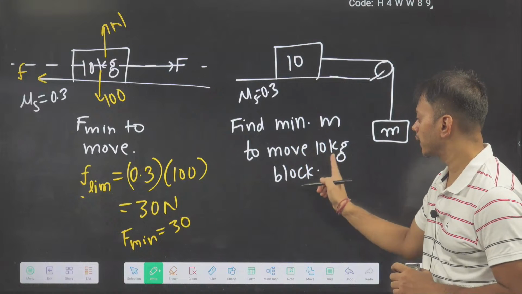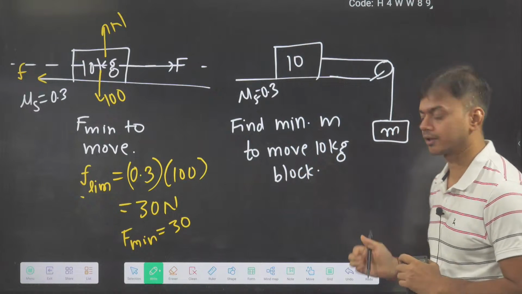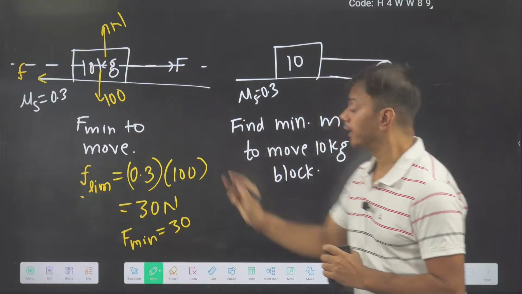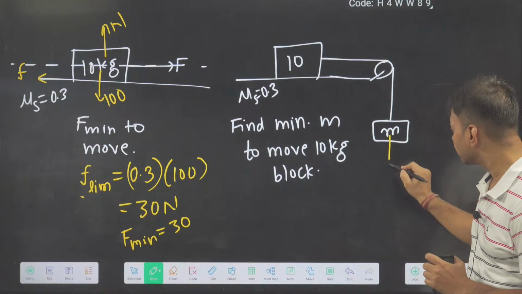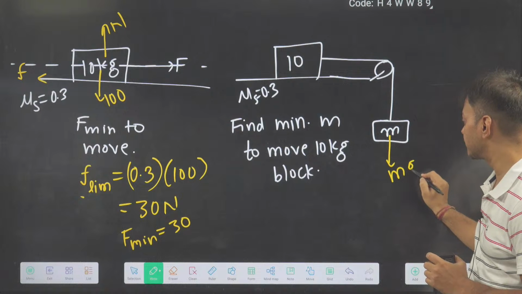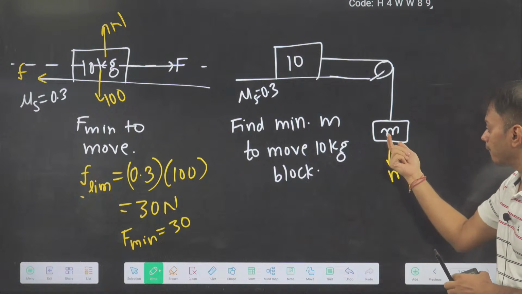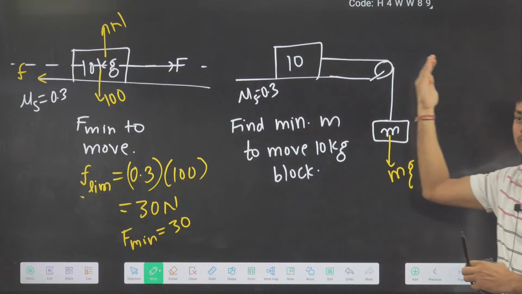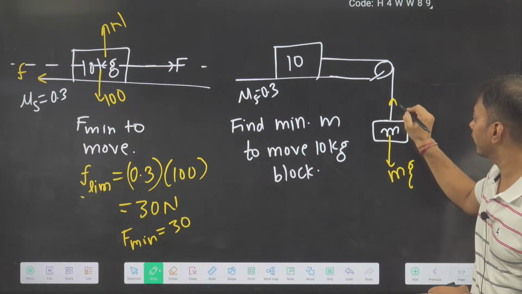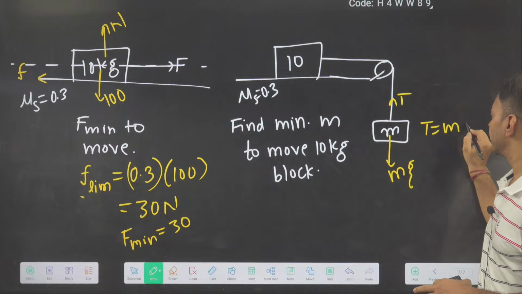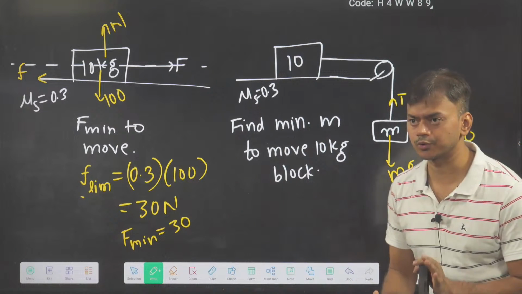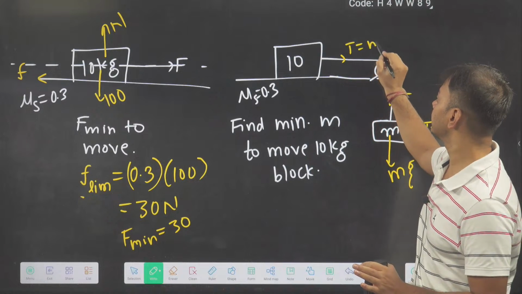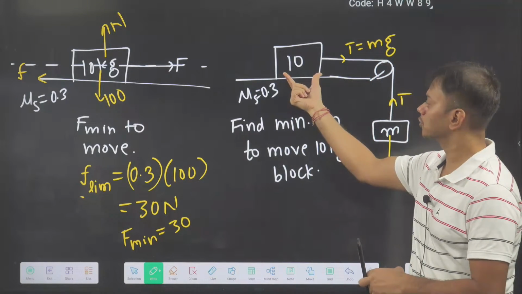Minimum mass to move the 10 kg block means motion has just started. See, there my force F was driving. Here, who is responsible for driving? This weight mg. Due to this weight, mass m has a tendency to go down, and due to that tendency, the 10 kg block has a tendency to move towards the right. So this weight will create a tension equal to mg. This is just moving, so there is no acceleration. So I can write T equal to mg. And this T equal to mg is causing a tendency of motion for the 10 kg object.